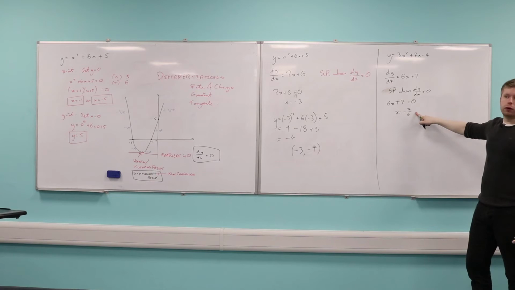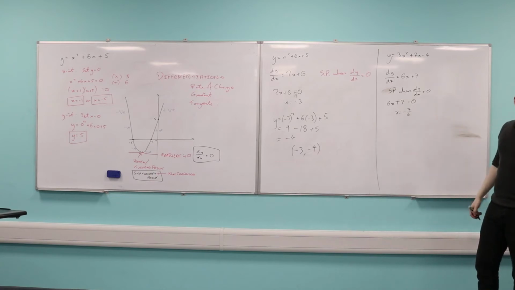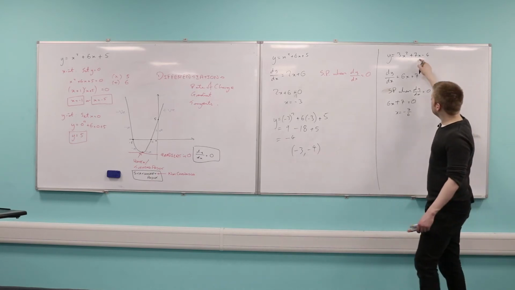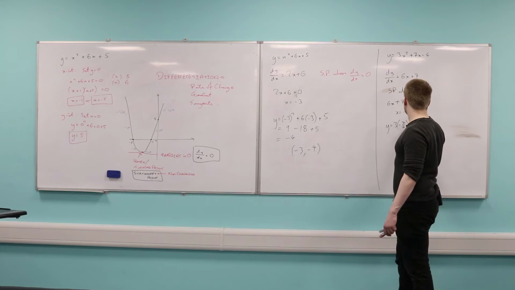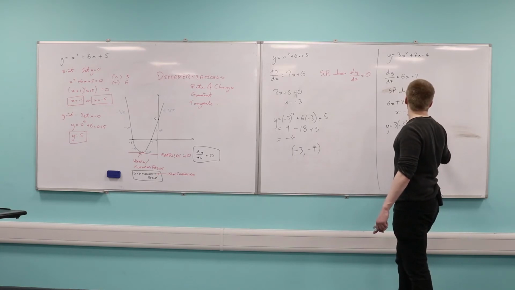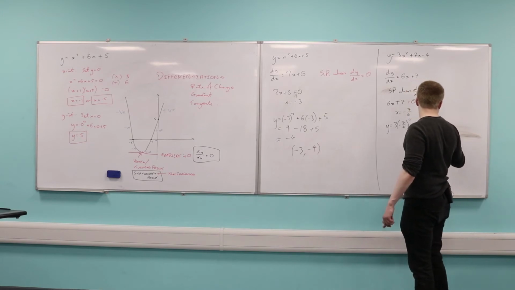But I also need my y coordinate, so how could I do that? Put it back in the equation. Absolutely, I put it back in my original equation. Okay, so I've got y equals 3 times negative 7 over 6 all squared, plus 7 times negative 7 over 6, minus 4.